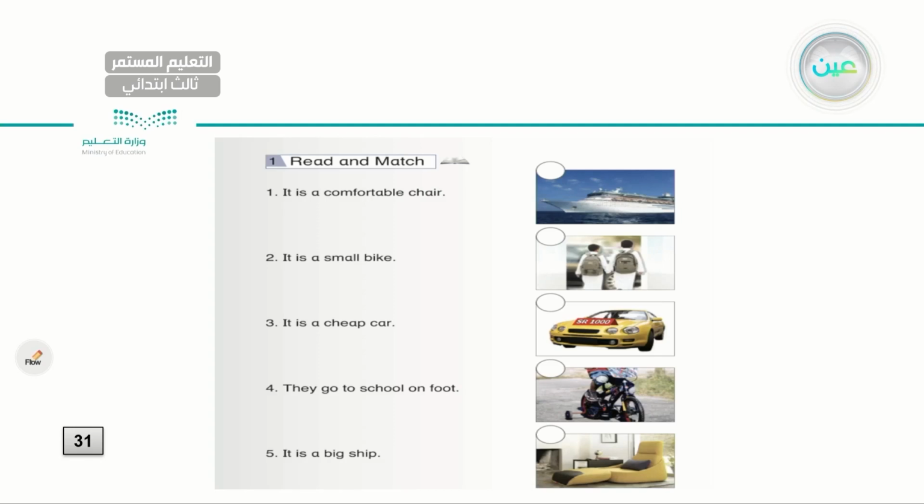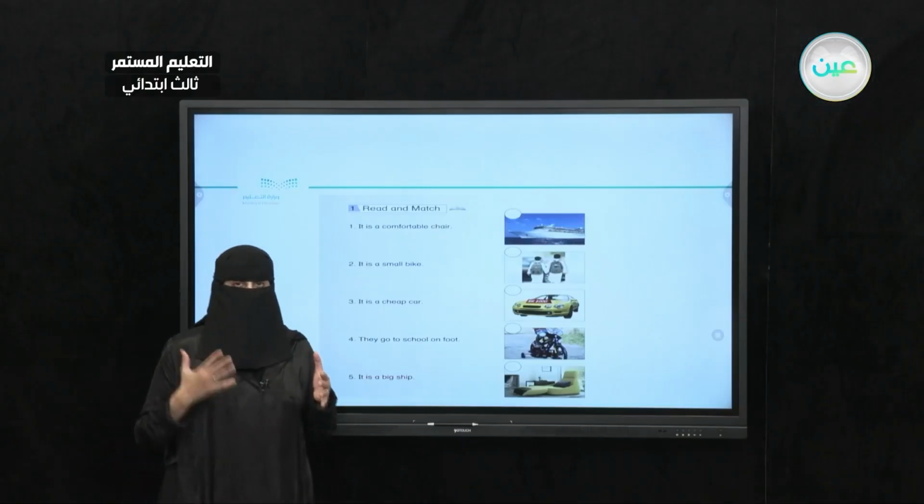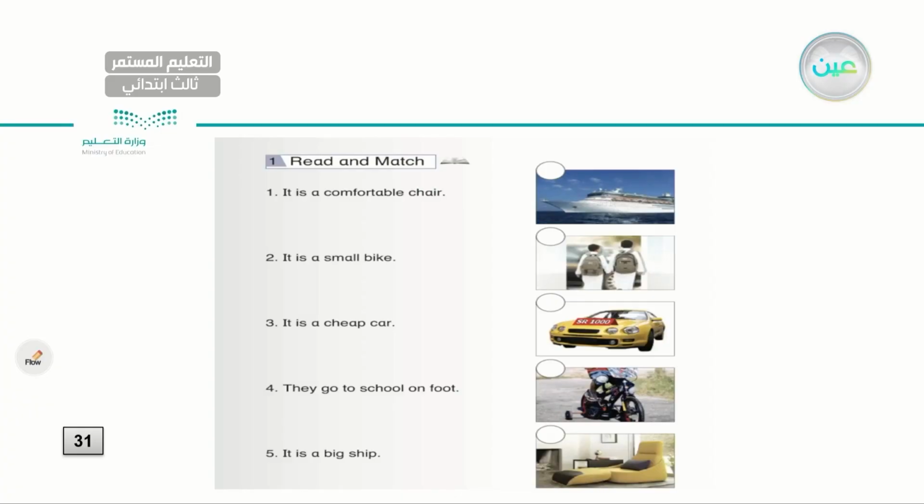So let's start with the first one. It's a comfortable chair. So here I have an adjective, comfortable, and I have a chair, a noun. So where is the comfortable chair? If you can find it, this will be number 1. Very good. I have a comfortable chair. Number 2, it is a small bike. It's a bike for children. That is number 2. Very good.